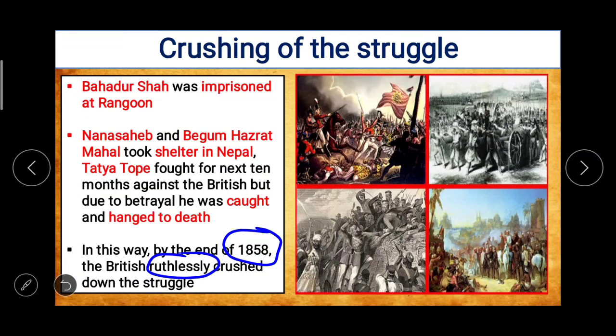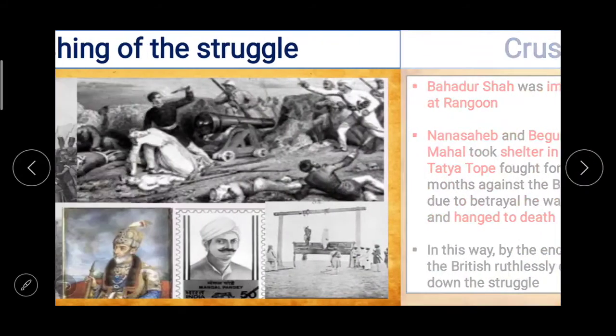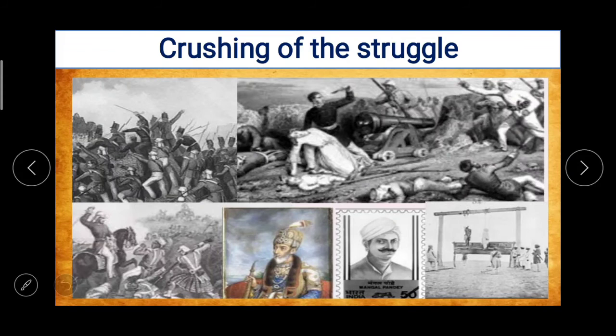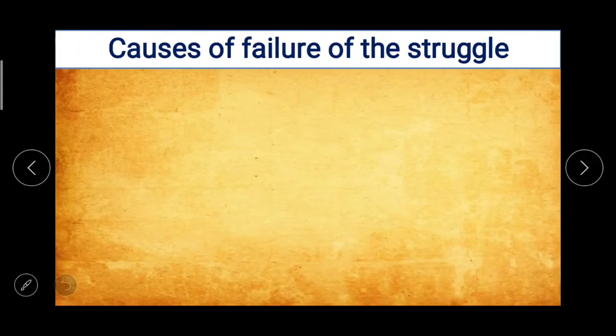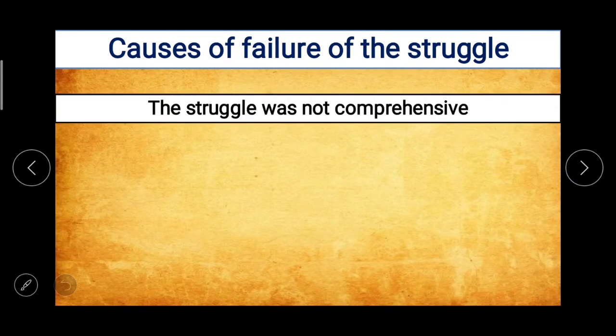By using all the ways, by using all the means, they crushed this struggle. Even though this struggle began with the discontent among the Indian soldiers, later the peasants, artisans, common people, tribes came together to fight against the British. And in this rebellion, Hindus and Muslims stood up with great force. Their common aim was overthrowing the British from India, but then also it failed.